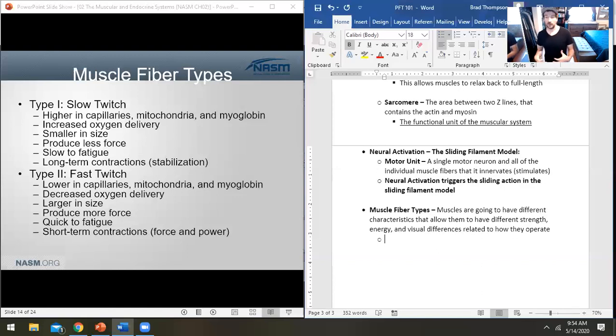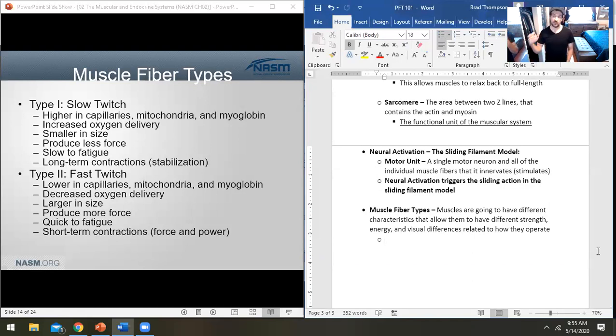You may not be able to create a big strong contraction, but you can create contractions pretty much forever as long as you have enough fuel. Which, considering that there's a whole bunch of oxygen on this planet, you pretty much have an unlimited fuel source. So that's the difference between aerobic versus anaerobic in terms of energy production.